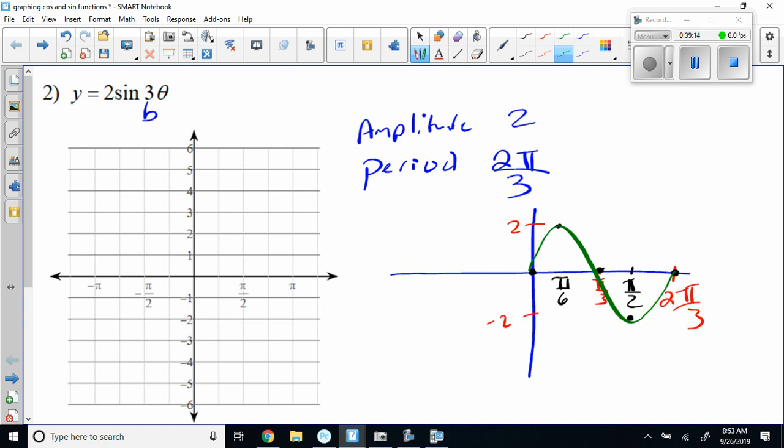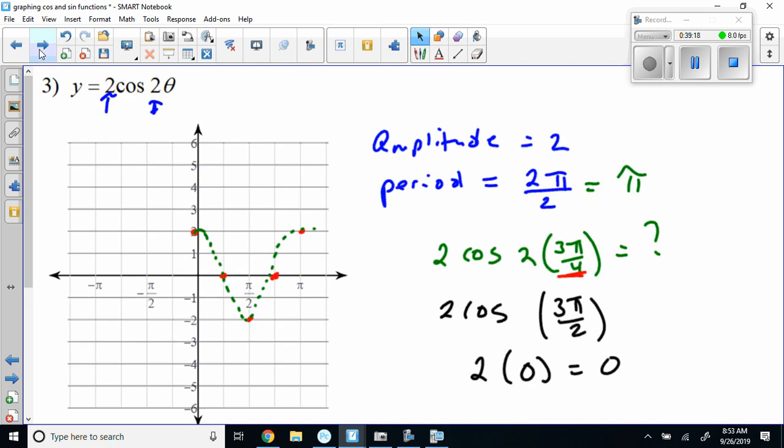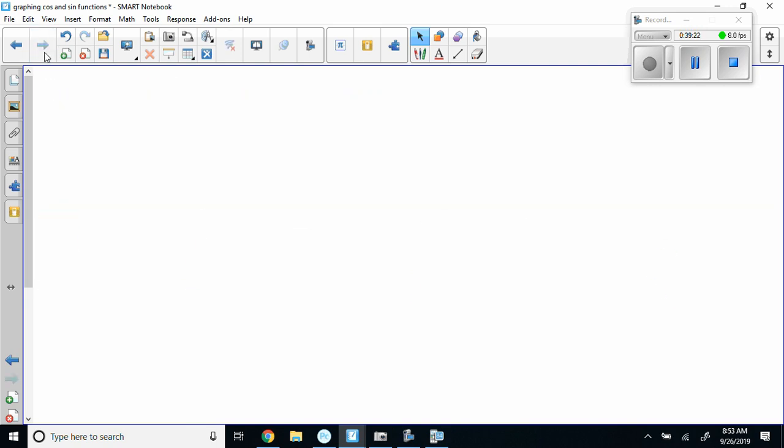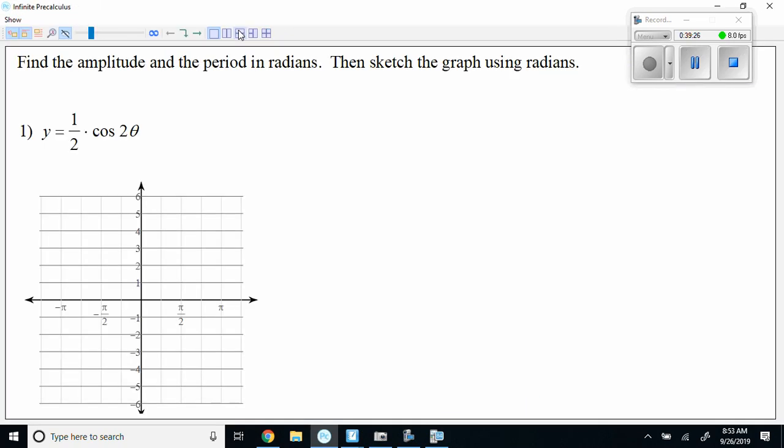Where's my next sine on that sheet? What is it? What is my amplitude? What is my period? It's 2 pi over 3. What was my period on my previous one? What if they did that to you right here? Pi over what? 4. Is that going to really make sense? Now, you know what you could do? Change this to pi over what? 3. Change the pi to what? 2 pi over what? 3, right? You could do that.